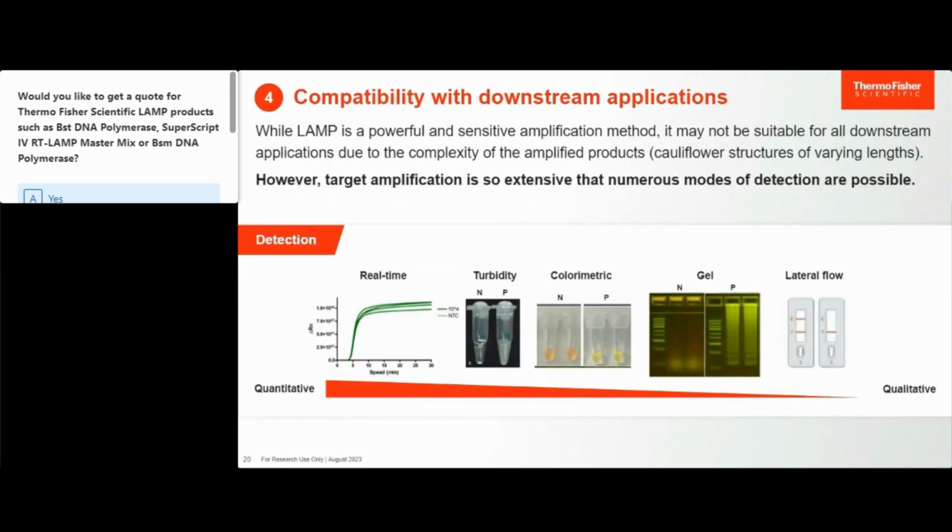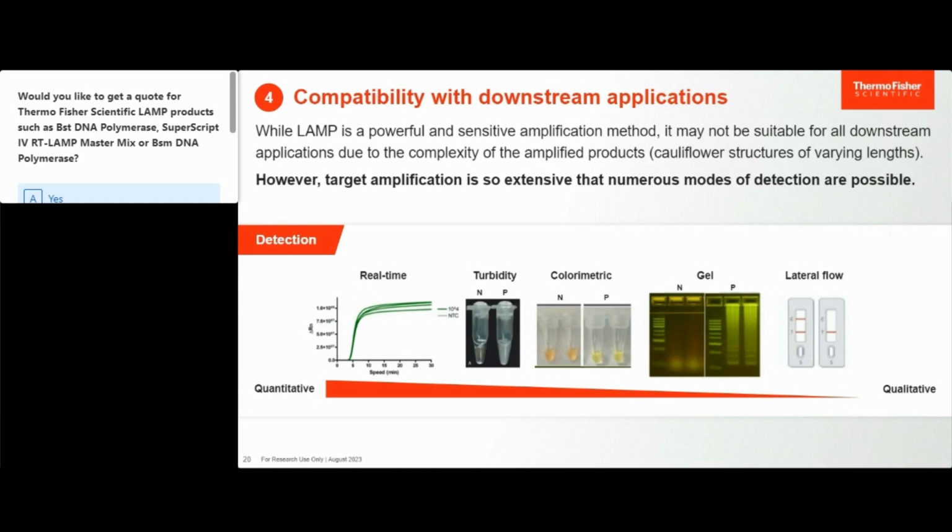The last thing to consider while performing LAMP reactions is compatibility with downstream applications. While LAMP is a powerful and sensitive amplification method, it may not be suitable for all downstream applications due to the complexity of the amplified products, cauliflower structures of varying lengths. However, target amplification is so extensive that numerous modes of detection are possible.